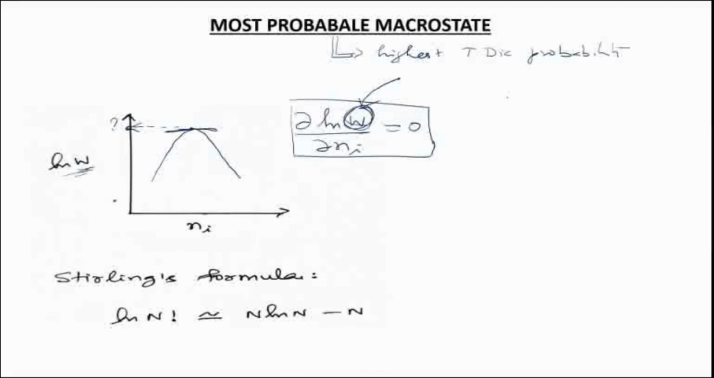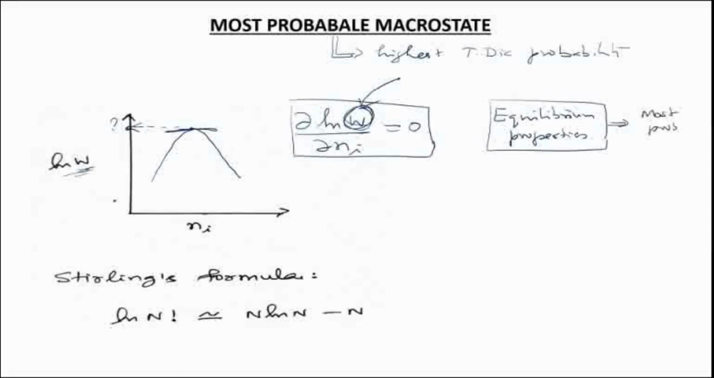Remember, equilibrium properties. Students, observe carefully. Almost 99.9% of the equilibrium properties of a system is due to the most probable macrostate, or the most probable macrostate decides almost 99.9% of the equilibrium properties of the system.